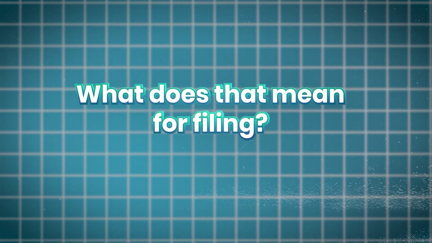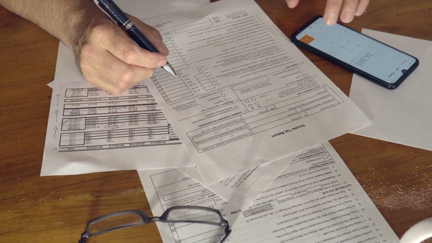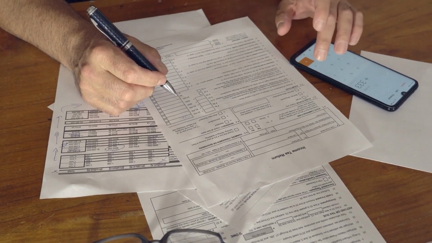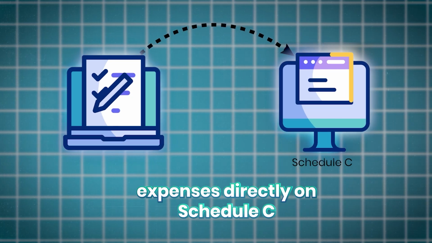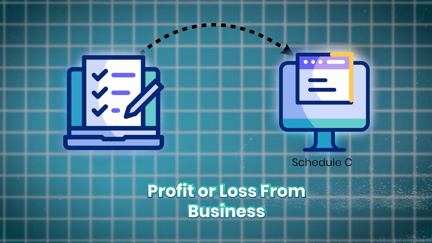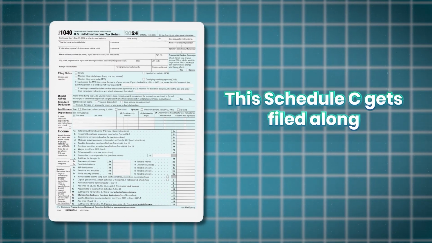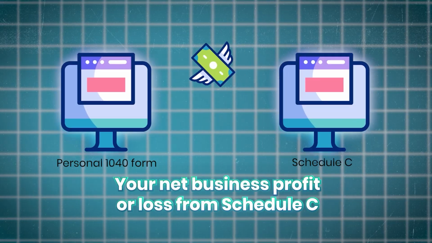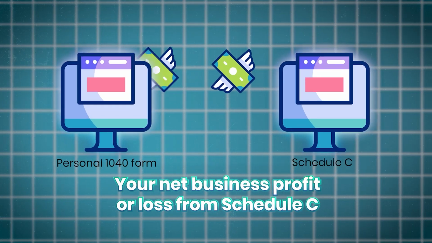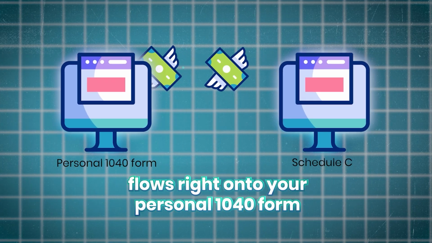So, what does that mean for filing? You don't file a separate business income tax return for the LLC. Instead, you report all your business income and expenses directly on Schedule C, profit or loss from business. This Schedule C gets filed along with your regular Form 1040 personal tax return. Your net business profit or loss from Schedule C flows right into your personal 1040 form.